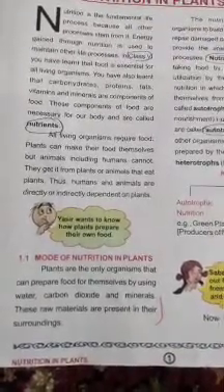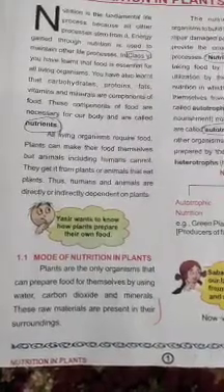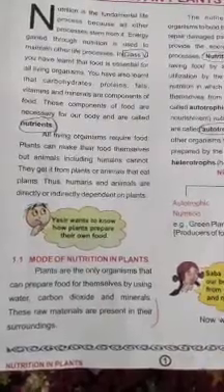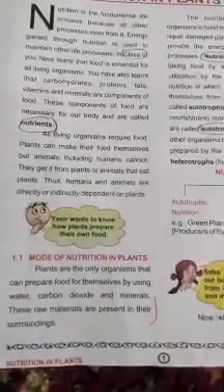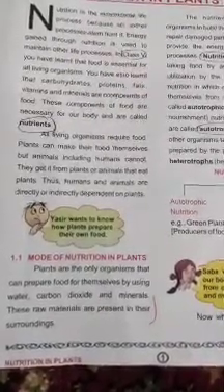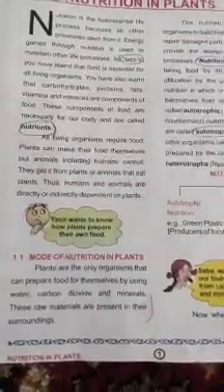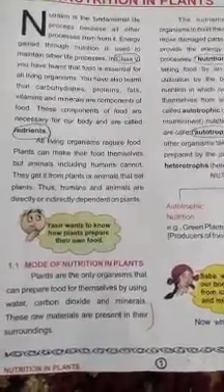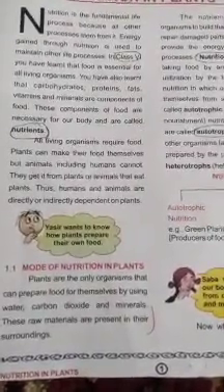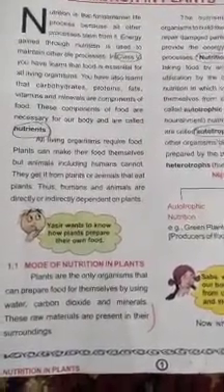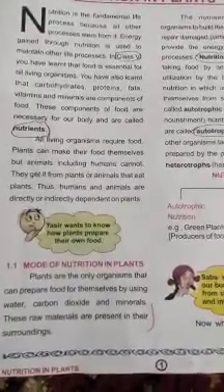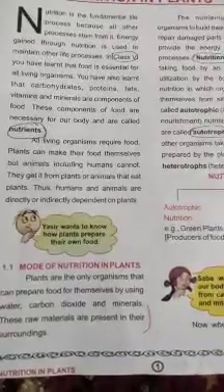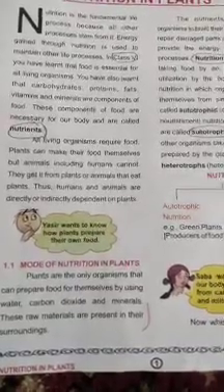For manufacturing their own food, they need some raw material which they capture from their surroundings, for example, water, carbon dioxide, and minerals. Water they get from the soil through roots. Carbon dioxide they get from the atmosphere, and minerals also from the soil through roots. These are the raw materials present in their surroundings.